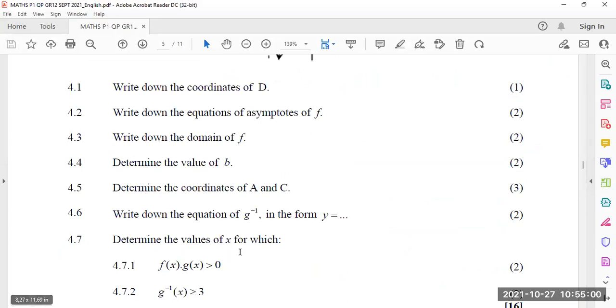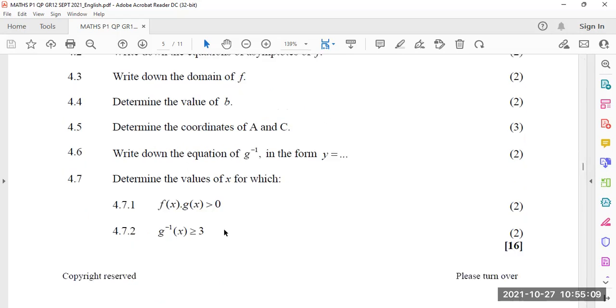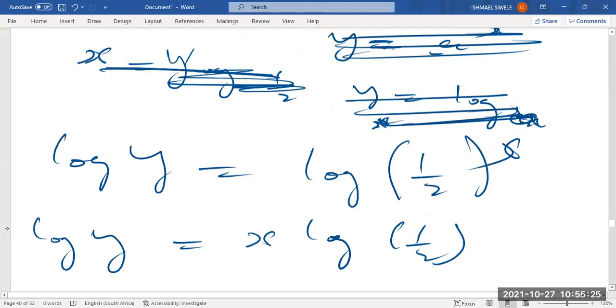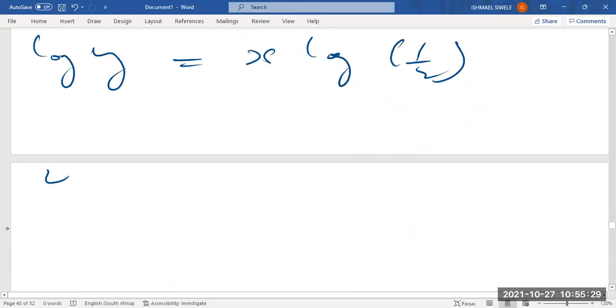4.7, determine the values of x for which f of x multiplied by g of x is greater than 0, right? So I'm going to come back to 4.7.2, because now I'm having difficulty with 4.7.1, making the inverse.